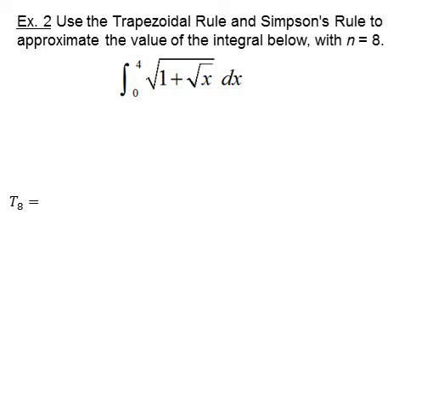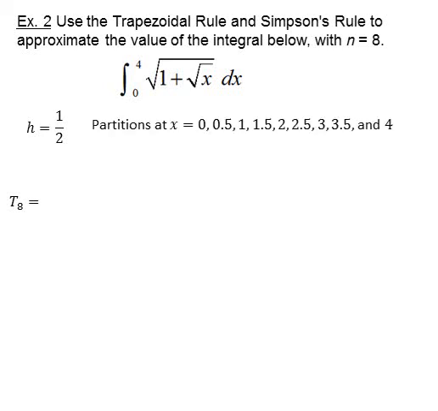Let's do one more example, using our 2 new rules to approximate the value of the integral from 0 to 4 of the square root of 1 plus the square root of x. n equals 8 means that we'll use 8 intervals. If we break the interval from 0 to 4 into 8 equal intervals, each interval will have a width of 1/2. So for both formulas, we'll use h equals 1/2. The x-coordinates at each partition will be 0, 1/2, 1, and so on up to 4.